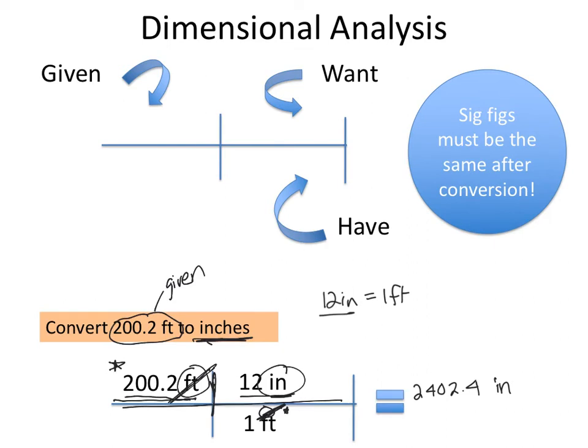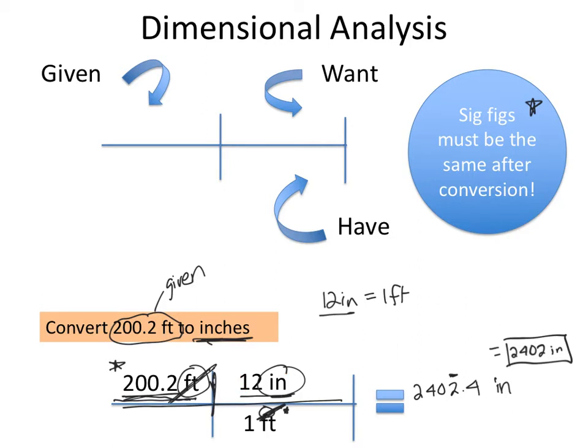The last thing we need to do, remember, is that sig figs must be the same after the conversion. If we started out here with 4 significant figures, then if we come over here, the 4th significant figure is going to be there. So our final answer for this conversion is going to be 2,402 inches.